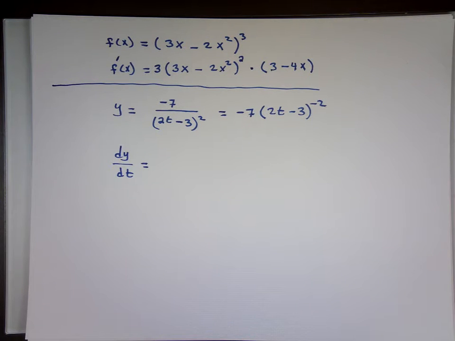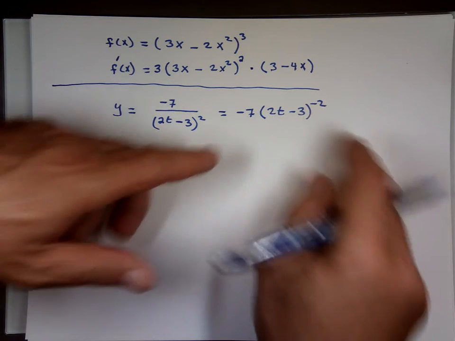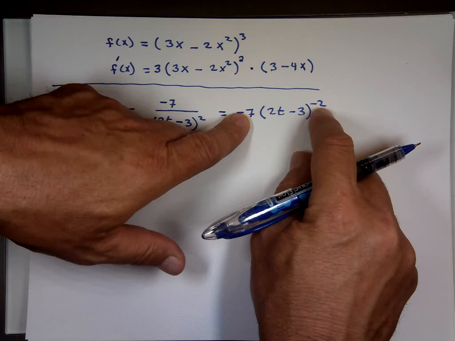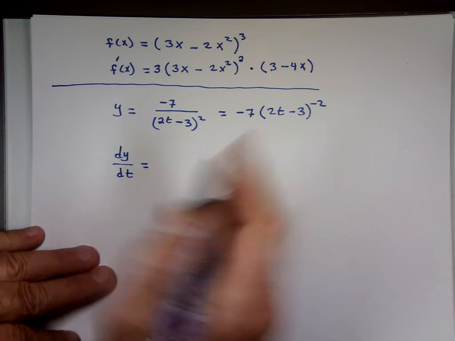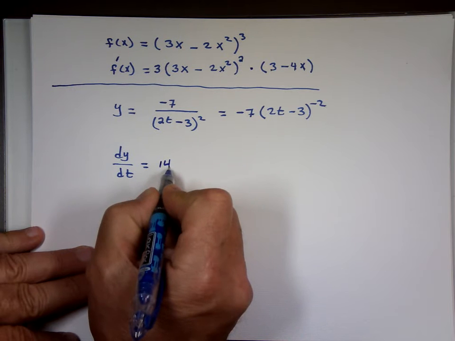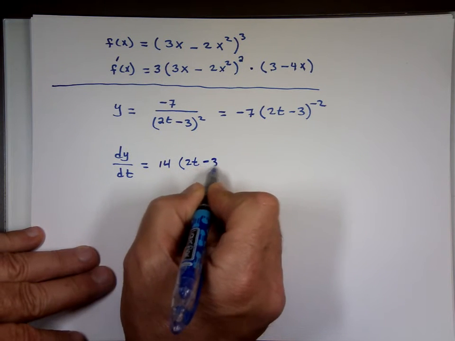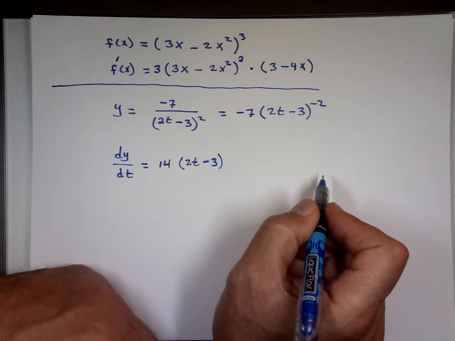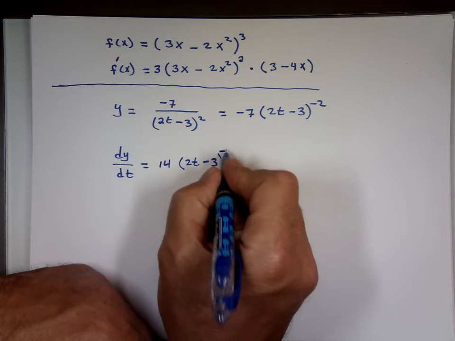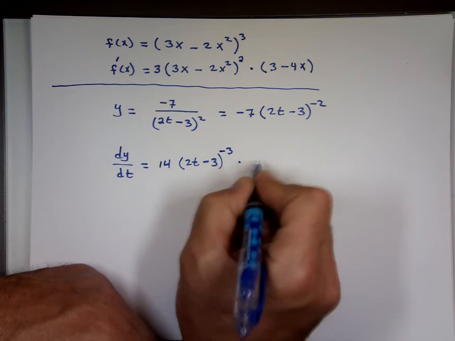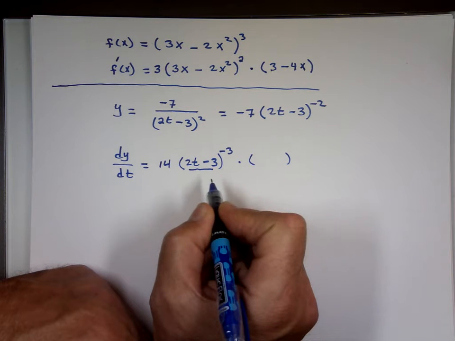And just like this was negative 7x to the negative 2, don't we multiply these two numbers? What's negative 7 times a negative 2? That's positive 14. (2t minus 3) to what power? Minus 3, yes. Times the derivative of what's on the inside. And what's the derivative of 2t minus 3? 2.